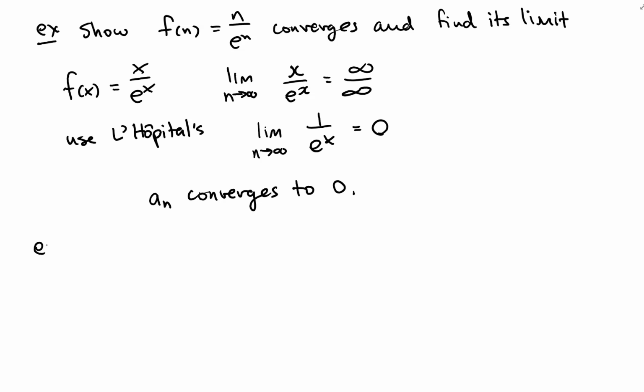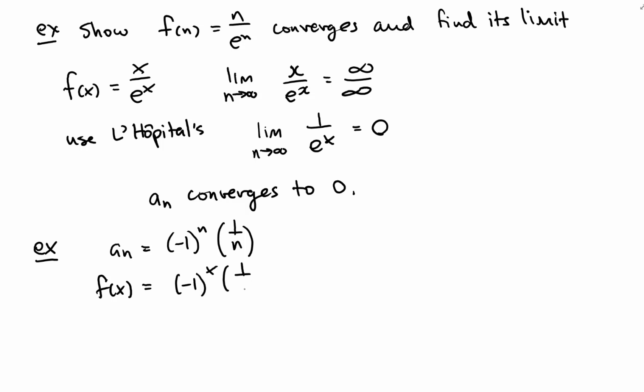Let's try one more. If we have a sub n, and this is an alternating sequence where they flip from positives to negatives, negative 1 to the n times 1 over n. So if we try some of these same techniques and think about this as f of x is equal to negative 1 to the x times 1 over x. If we try to put the limit as x goes to infinity to this, we run into a problem because we have negative x and then positive x and then negative x and positive x. So we're going to try another technique, which is to use the squeeze theorem.